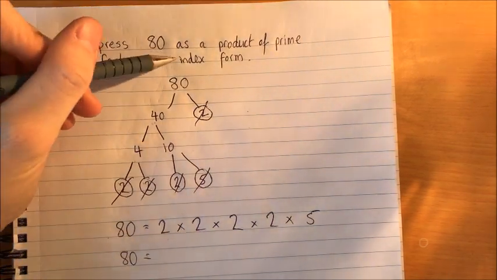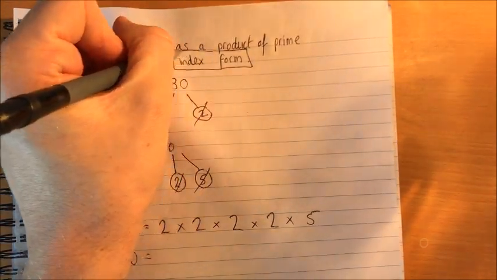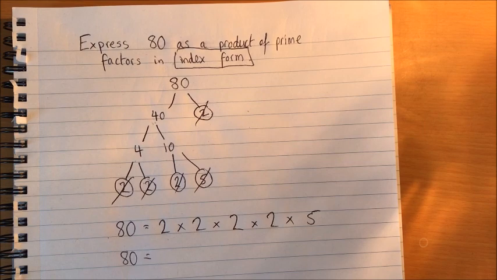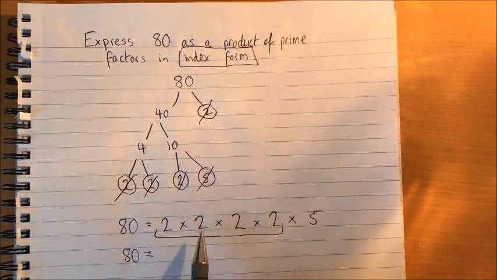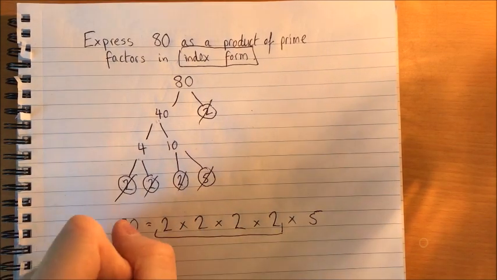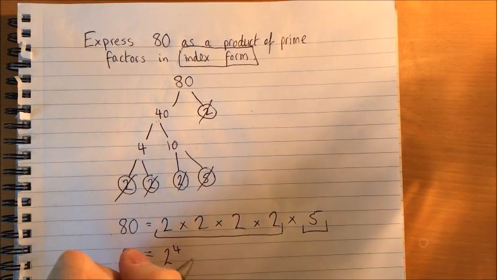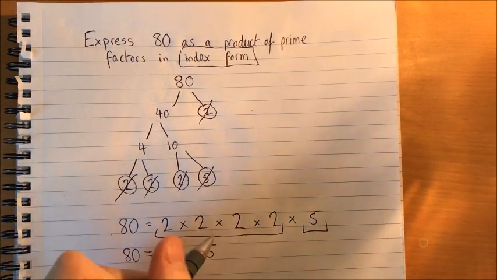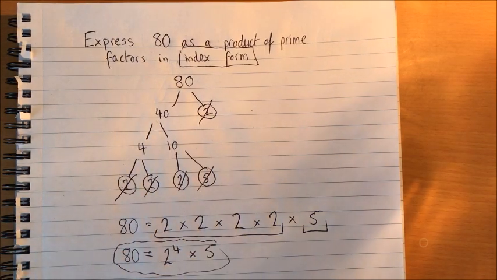I just need to remember this question's asking me to write it in index form. It's very, very important. To get one more mark in my test, for example, I just need to write this in index form. So remember, that means write it so it's using powers. Let's sort my 2s out to begin with. I've got 2 times 2 times 2 times 2. So that gives me 2 to the power of 4. And now I'm timesing it by 5, and that's just a 5 on its own. So this is my answer. As a product of prime factors in index form, 80 is 2 to the power of 4 times 5.